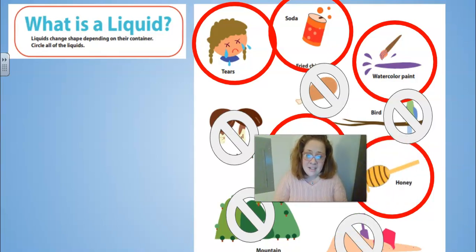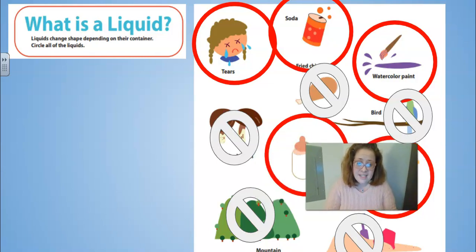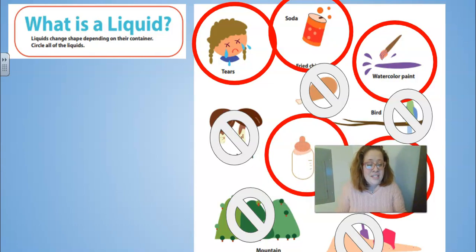Now you might be saying to yourself, but Miss Bo, sand can take the shape of its container. And that is true. Sand is an exception. Sand, dirt, these are all examples of solids that are very finely ground. So you will learn next week about changing the composition, changing matter. You can change a liquid to a solid. You can change a solid to a liquid. You can change a liquid to a gas, right? These are all changes, and you can do those changes through physical change or chemical change.